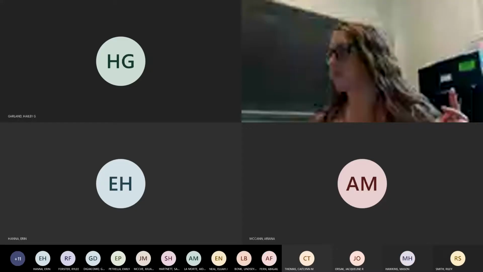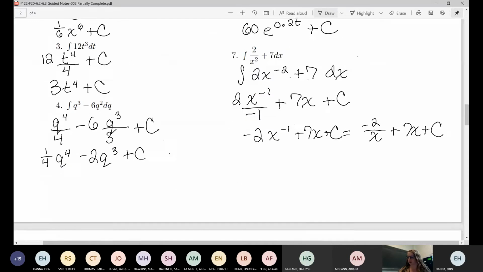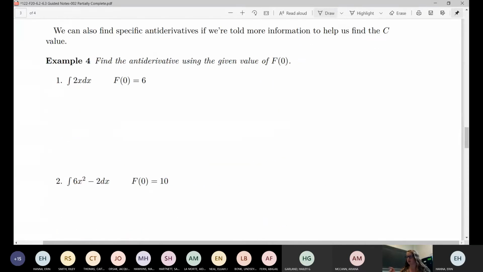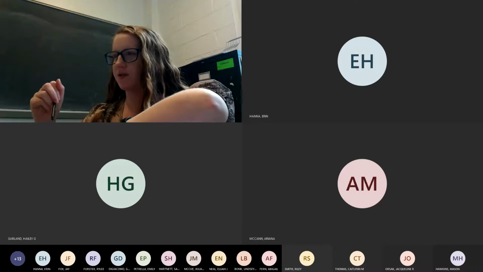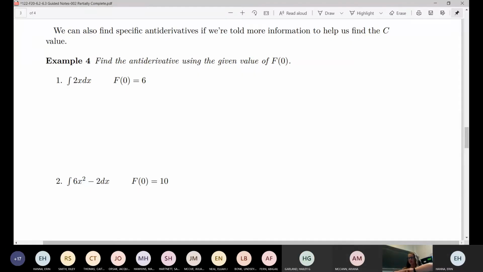Here we go. Okay, so we were finding the generic antiderivatives, but we can also find specific antiderivatives if we're told more information to actually figure out what C is. So say I wanted to find the following antiderivatives using the given value of f of 0. Remember, the capital F is notation to denote the antiderivative. So when we see these capital letters, we'll think antiderivatives.